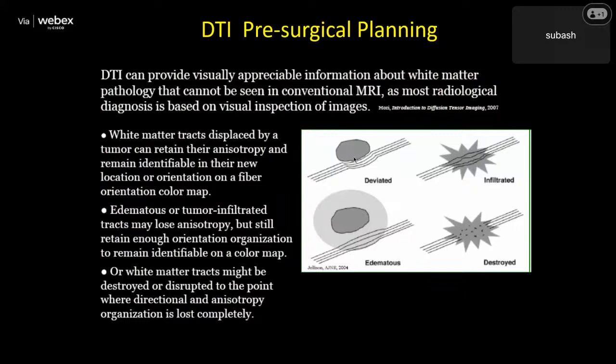But if the fiber is like this, the tumor is just pushing or infiltrating, so he can just remove the tumor, and these fibers can come back to their original positions, and the person can live a normal life. So this is a very good application of DTI for pre-surgical planning. The surgeon can look at the images and see whether the fibers are really destroyed or they are intact, only being pushed by the tumor, and the tumor can be removed.